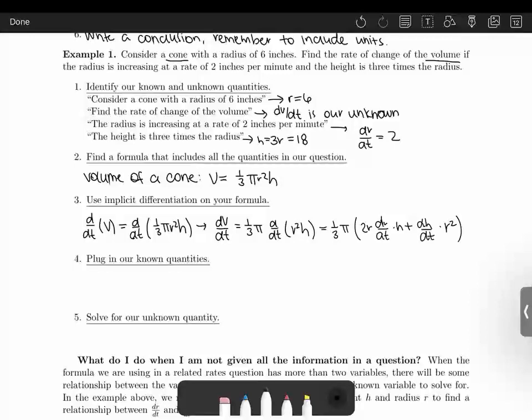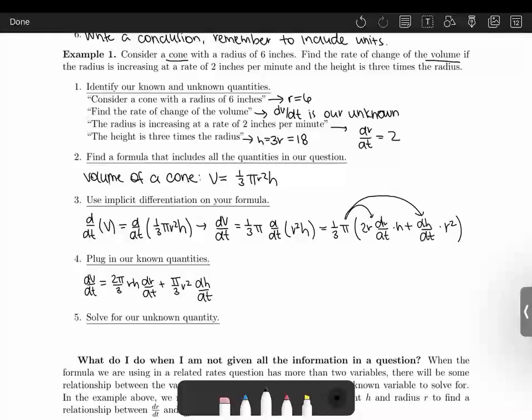So you can simplify this how you like, and I'm going to simplify it here in number 4. So I'm going to simplify this as dV/dt equals, and I'm going to distribute this 1/3 pi to both terms. So I'm going to have 2 pi over 3 r h dr/dt plus pi over 3 r squared dh/dt.